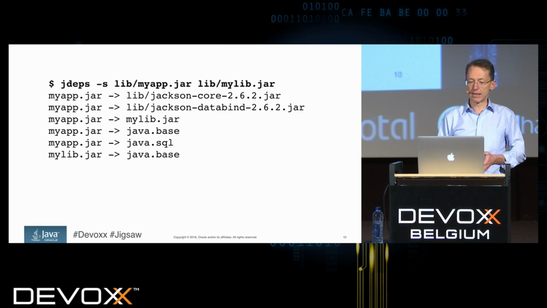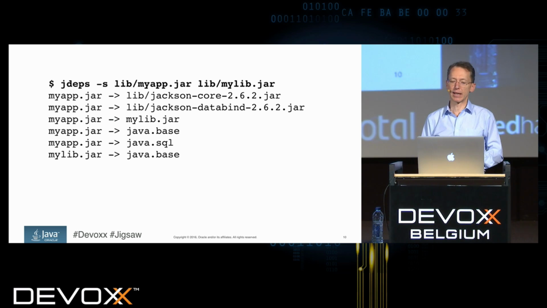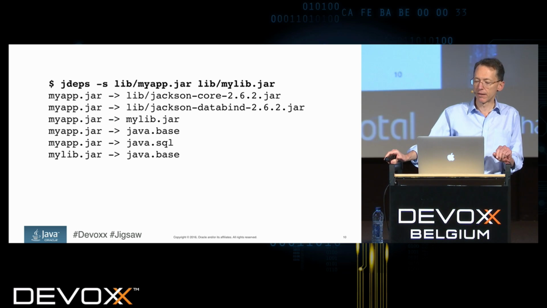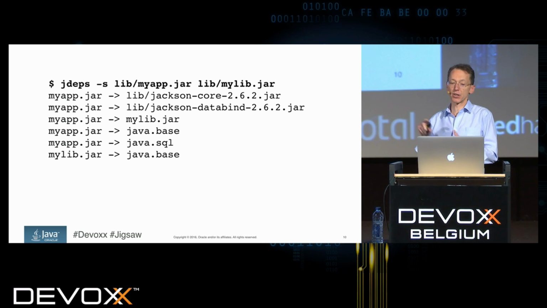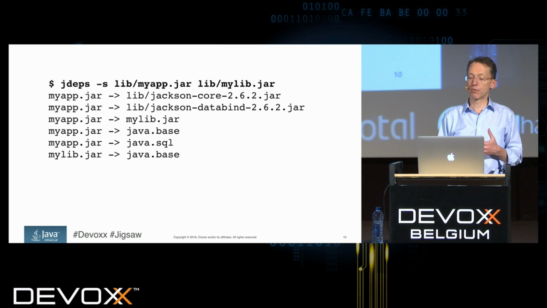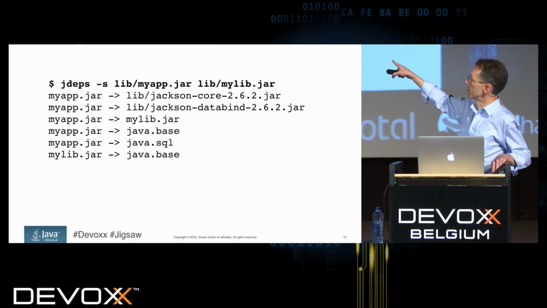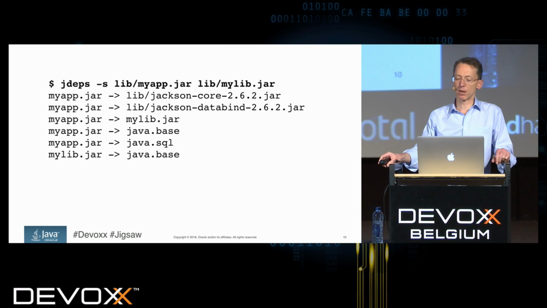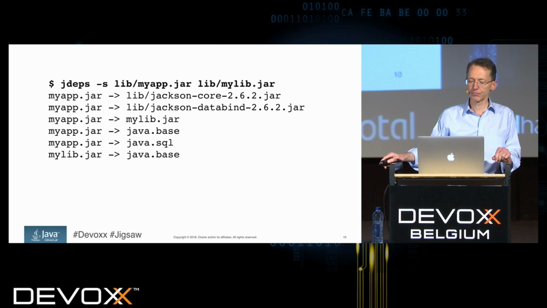jdeps is a tool in JDK 8, and it's actually been updated quite a bit in JDK 9. It analyzes classes in jar files and finds whatever classes they refer to in other jar files or in the JDK itself. These are the results of running jdeps on myapp.jar and mylib.jar. The classes of myapp.jar make use of classes in jackson-core.jar and jackson-databind.jar, and of course also mylib.jar. Plus, myapp.jar uses classes from the base module like Object and String, and from java.sql. mylib.jar is just the last line here. It only uses classes from the base module, so that's nice and simple.